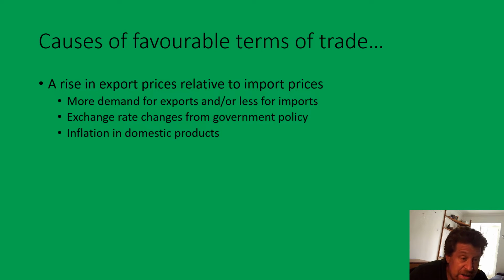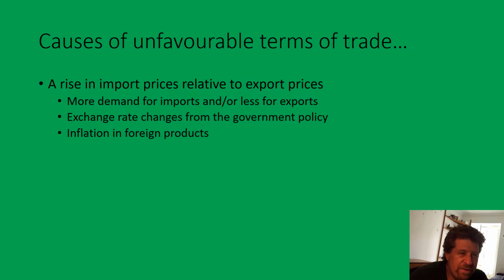Maybe the exchange rates are changing because of government policy. Remember, if the US dollar becomes cheaper because the exchange rate changes and it becomes cheap, that could cause a favourable terms of trade. That would mean imports are cheaper and exports will be earning more money. Or maybe you've got inflation in domestic products. If there's inflation in domestic products, you're getting more money for your produce.